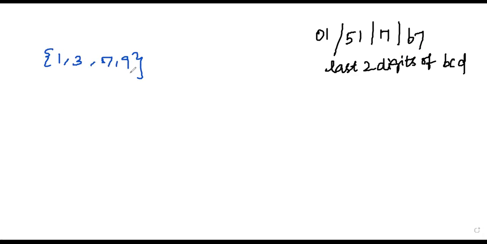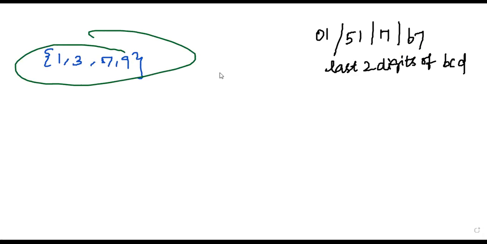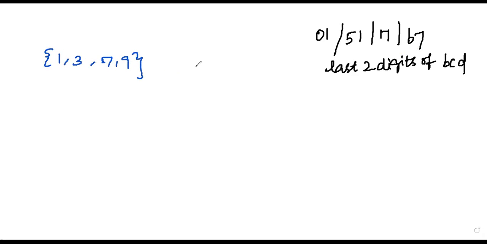So we have to assume some possible values of B, C, D from these odd choices. Okay. So for B, C, D, you're going to make some assumptions. This is also like trial and error only. Okay. So what if B is 1, C is 1, and D is also 1?